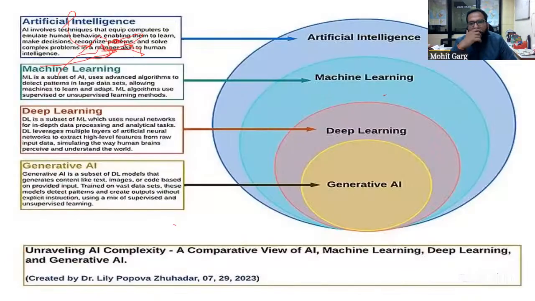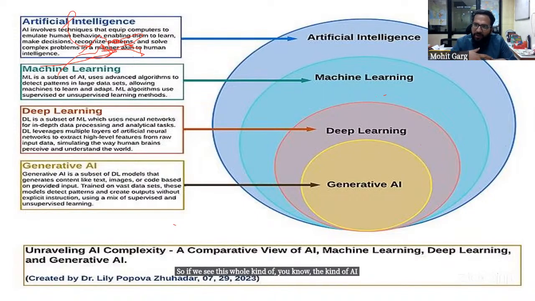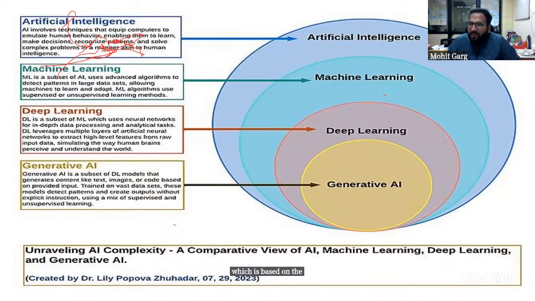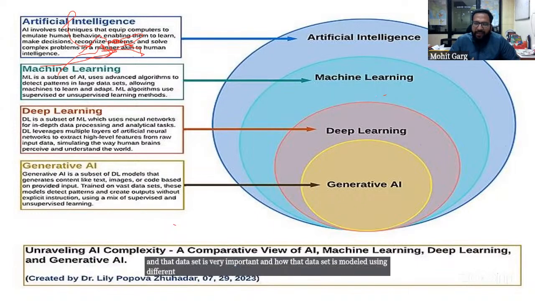So, if we see the kind of AI these days, it's not the AI which was 10 years ago. Nowadays we are talking about generative AI, which is based on a huge amount of data set. Okay. And that data set is very important, and how that data set is modeled using different techniques and methods is again a very important thing.